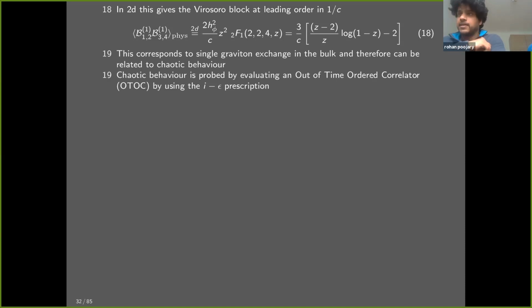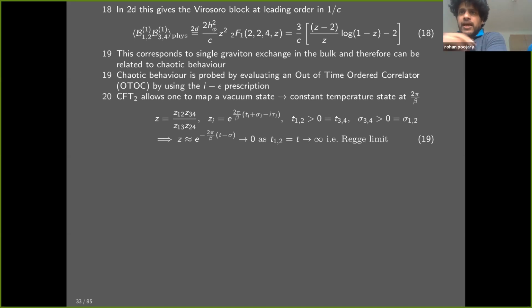And this is the one which is actually used to compute your chaotic behavior, because once you've computed the conformal block in the CFT, you can play around doing this out of time ordering using this i epsilon prescription. I will not bore you with these things. This is standard practice these days. I mean, everyone knows what this is.